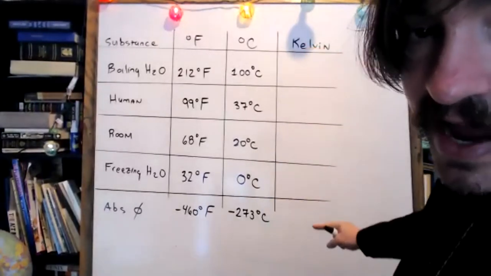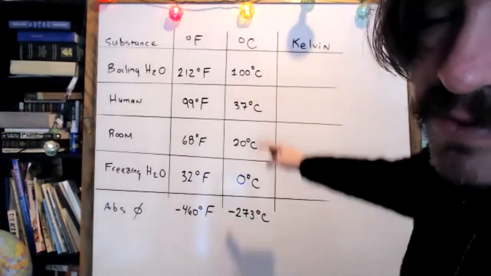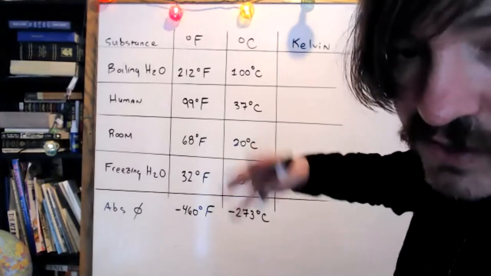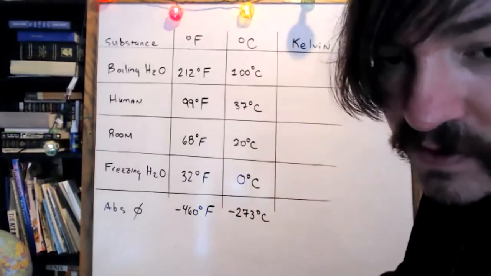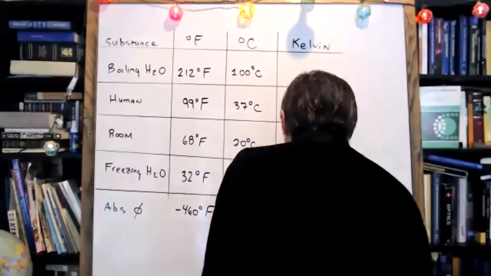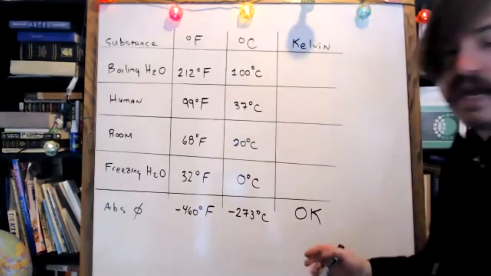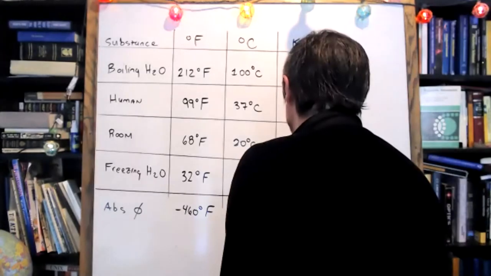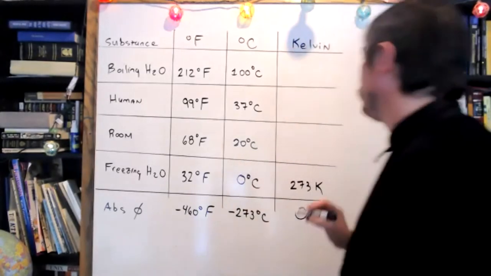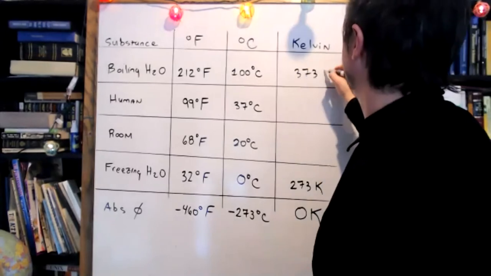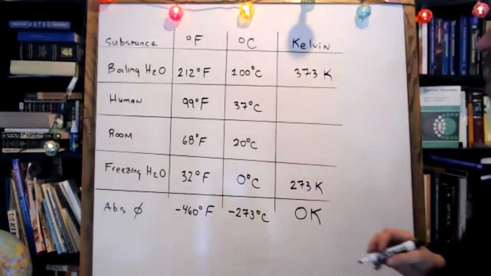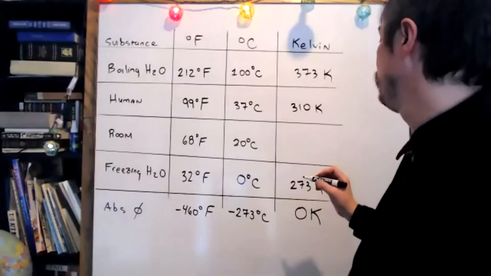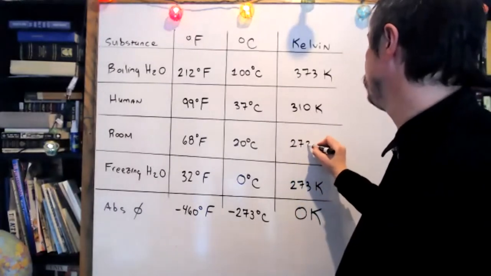The idea that Lord Kelvin had is that Celsius was a pretty good temperature scale, but he didn't like the idea that you had negative temperatures and positive temperatures when temperature is always about speeding up particles from absolute zero. So he declared absolute zero to be zero Kelvin, and then measured upwards in exactly the same increments as Celsius. So 273 Kelvin is the freezing point of water. 373 Kelvin is the boiling point of water. Human bodies are about 310, and room temperature, I think, is 273 Kelvin.